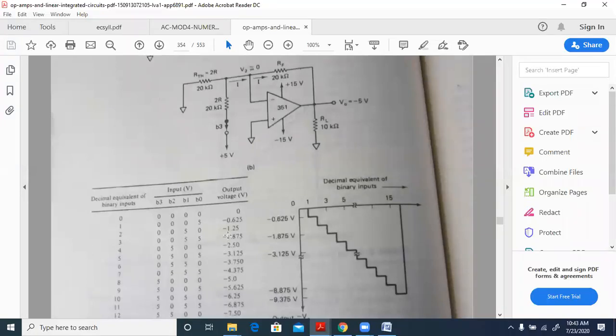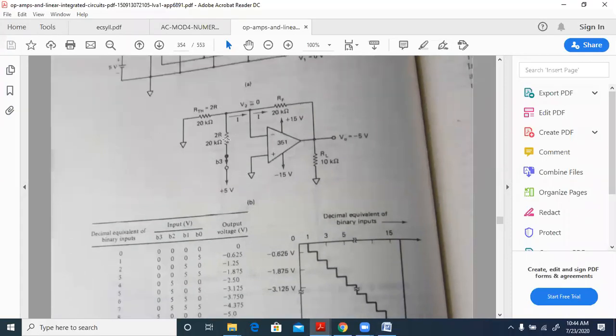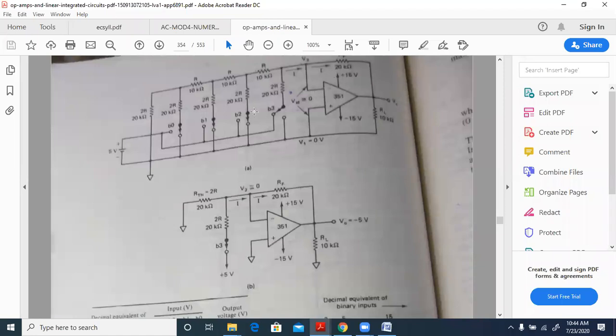So step size will be now the value of V reference divided by the value of 2R, that is 20K, multiplied by RF, divided by 2 cube, because we have 4 inputs. 2 to the power of n minus 1. So you can write this also.